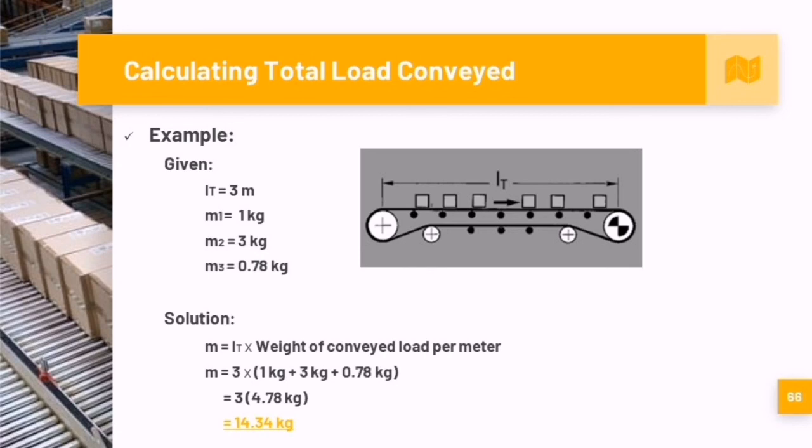For the example, we're given here LT of 3 meters, mass 1 is 1 kilogram, mass 2 is 3 kilograms, and mass 3 is 0.78 kilograms, together with a diagram at the right portion. The solution would be the total mass is equal to LT times the weight of conveyed load per meter. So 3 times M1 plus M2 plus M3, which is 1 kilogram plus 3 kilograms plus 0.8 kilograms. It would give a total of 14.34 kilograms.